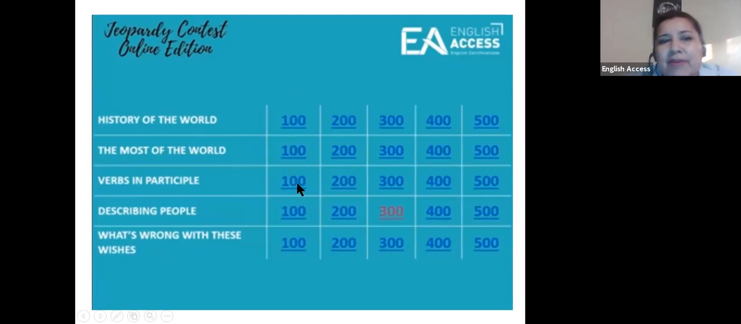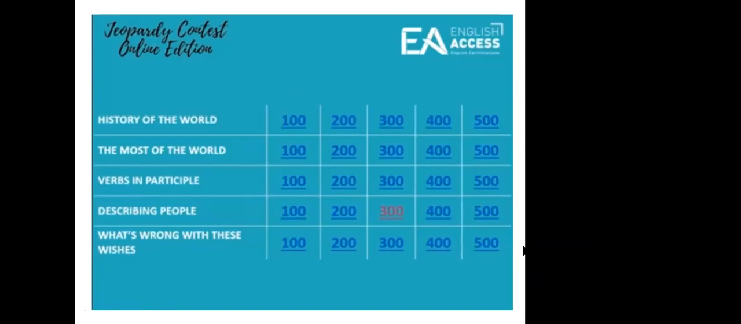And you say, okay, verbs in participle for 100 points or 500 points. Or if you're not very sure, you say 300. You decide the category and you decide the points you want to win. Then whatever you decide, there's going to be a question. If you answer the question correctly, you get the points. And whoever gets the most of the points is the winner.